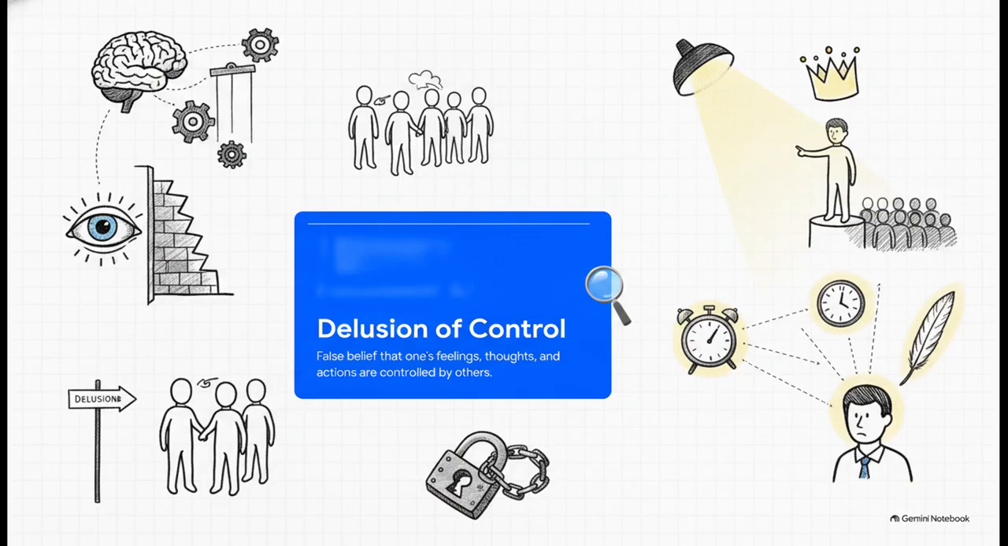So the crucial point to remember here is that a delusion is a false belief that is firmly held on totally inadequate grounds. It is completely unaffected by rational argument. You can't just talk someone out of it. And there are plenty of other types, right? People might suffer from delusions of persecution, thinking they're being spied on, or delusions of reference, where they attach intensely personal meaning to the completely random actions of a stranger on the street, or even delusions of grandeur, where they believe they have special, extraordinary powers.